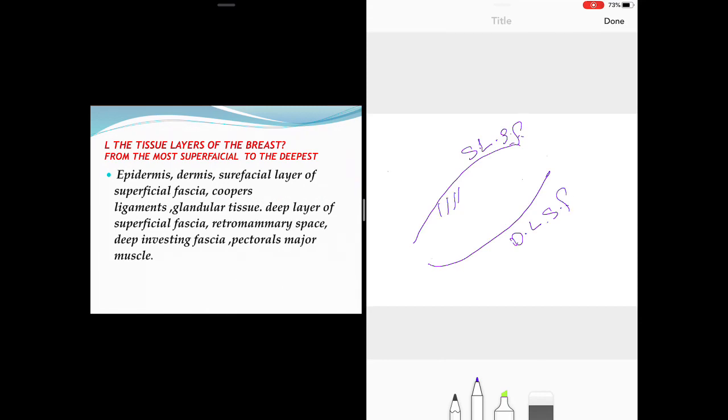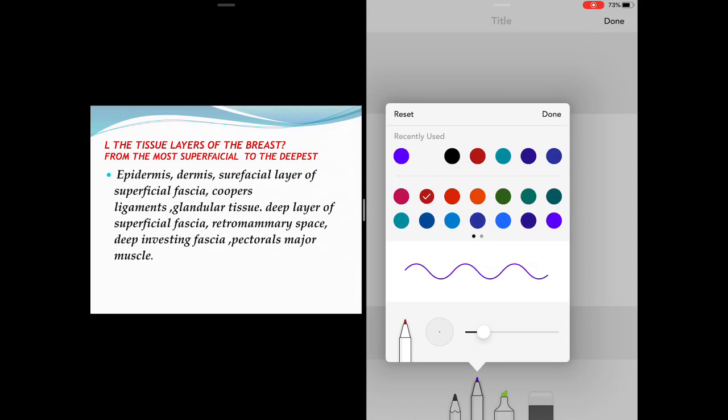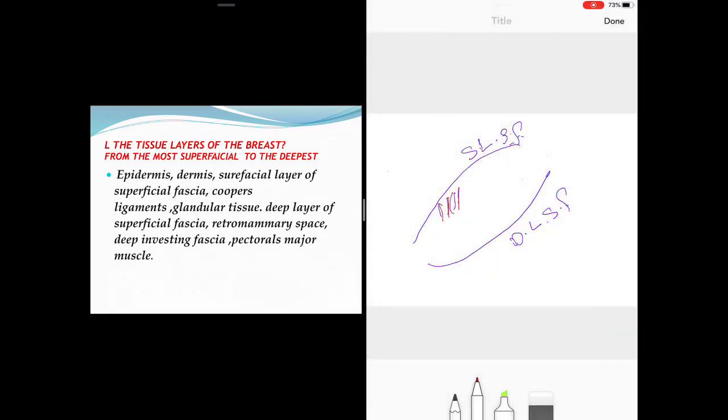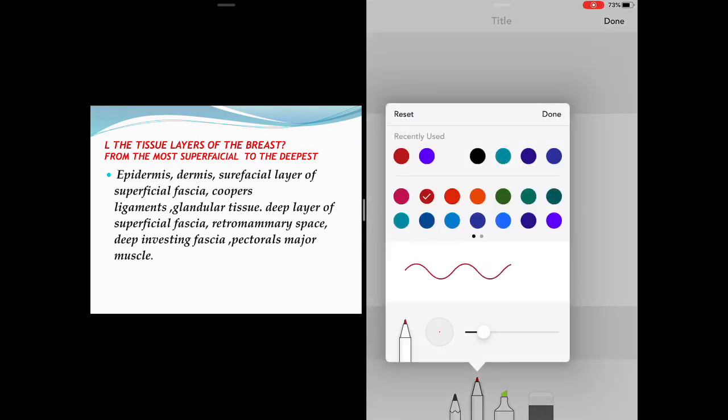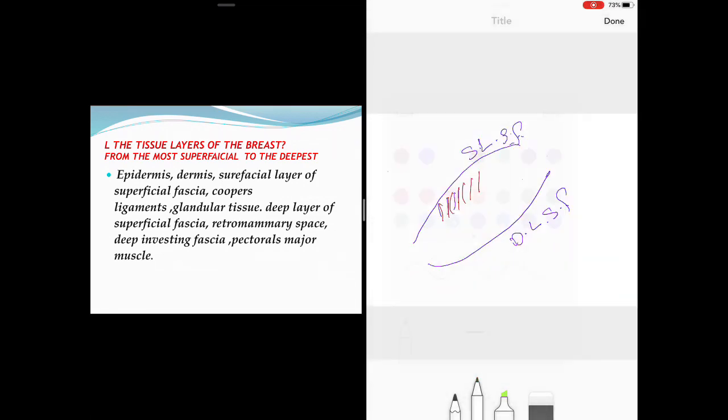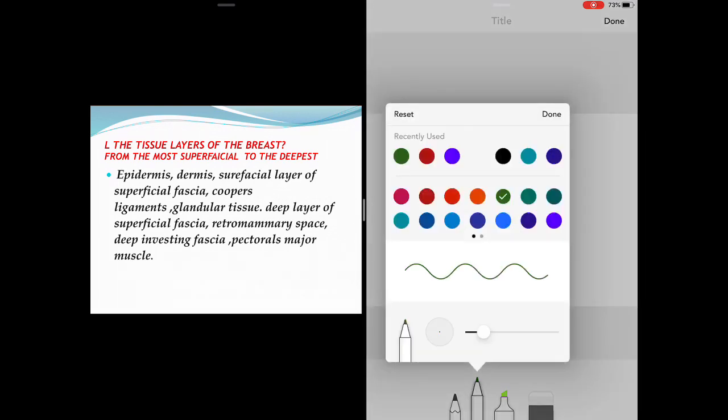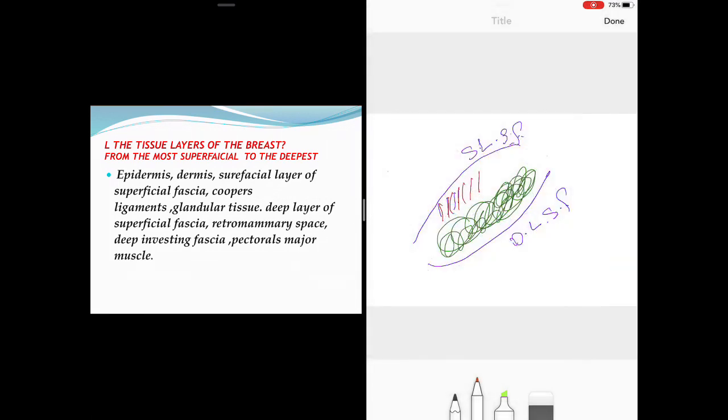Inside here I have Cooper's ligament, and next the glandular tissue. This is the glandular tissue. Then the deep layer of the superficial fascia. Then comes the retromammary space. This is the retromammary space, and it is important.